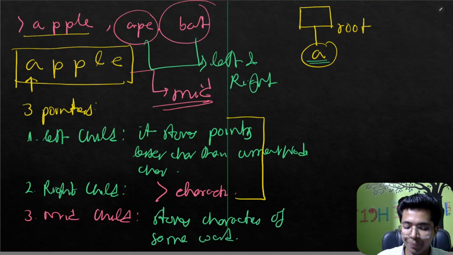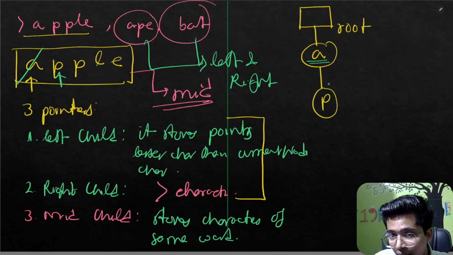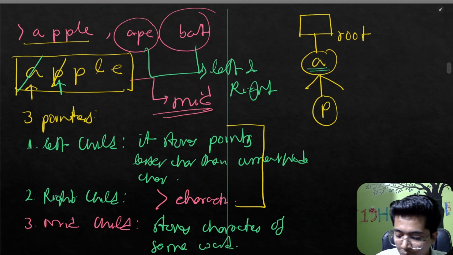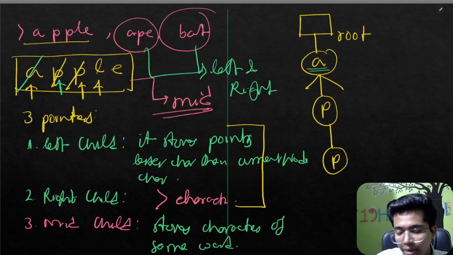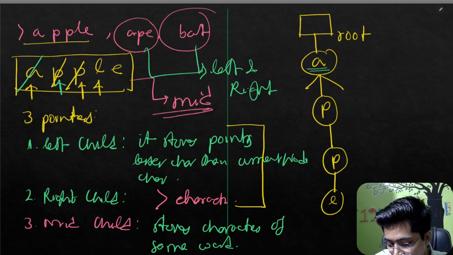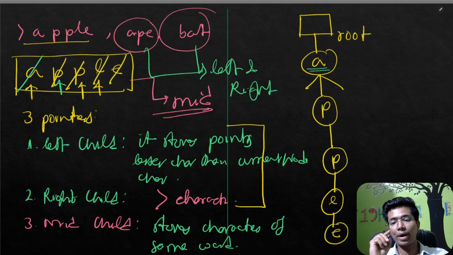So now after A is inserted, we come to the P. Now after A, we insert P in the middle. There is left and there is right. After P, we again come to this P, and we insert P again. After P, we come to L, now we insert L. After L, we come to E, now we insert E. So we have successfully inserted the word apple.